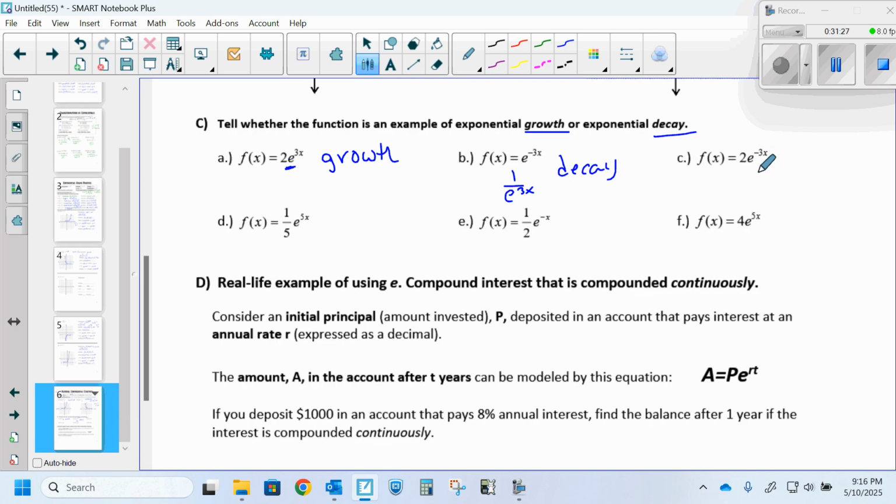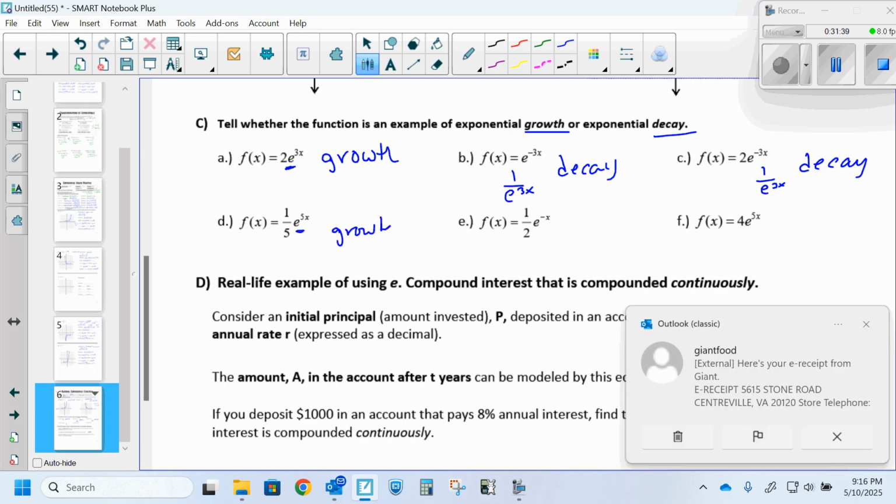Here's another one. So that will be decay also. Over here, growth, decay, and growth.